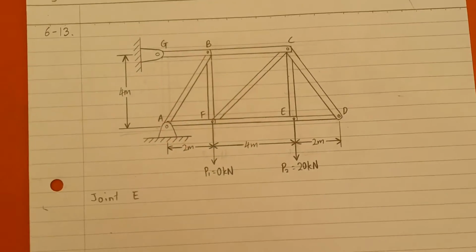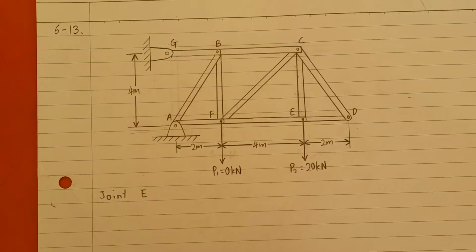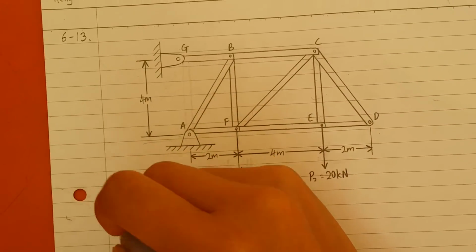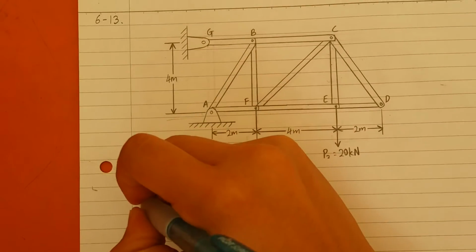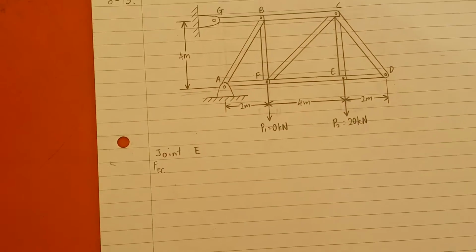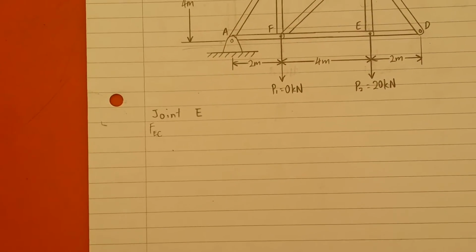Okay, now let's start our discussion. Now we will start at joint E. So FEC equal to 20.